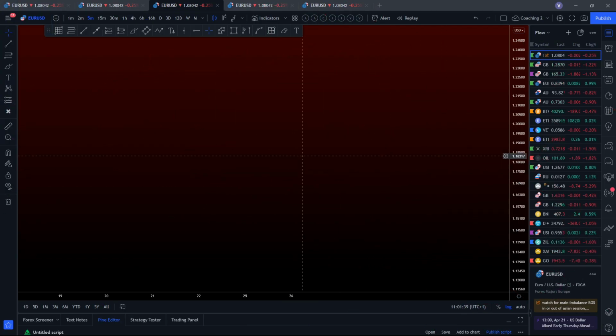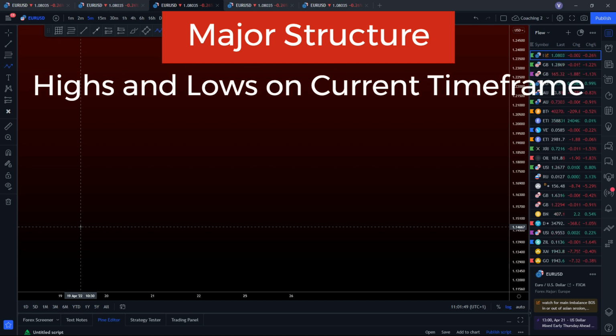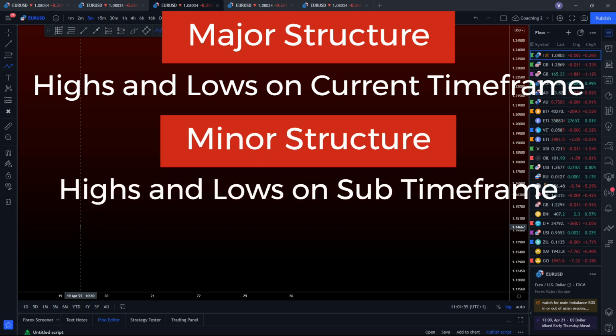So guys, we're going to start just drawing a diagram on the chart, which is going to identify three main types of structure. You're going to have major structure, which will be the major highs and lows on the time frame that we are analyzing. You're going to have minor structure, which will simply be major structure but on a sub time frame, but we can actually see this on the chart.